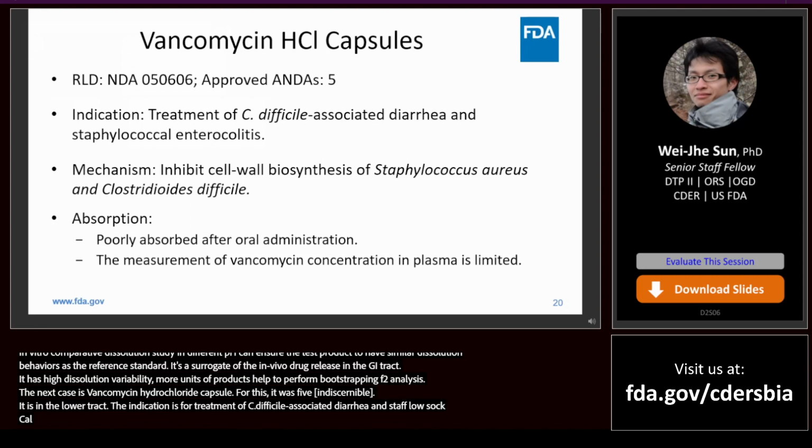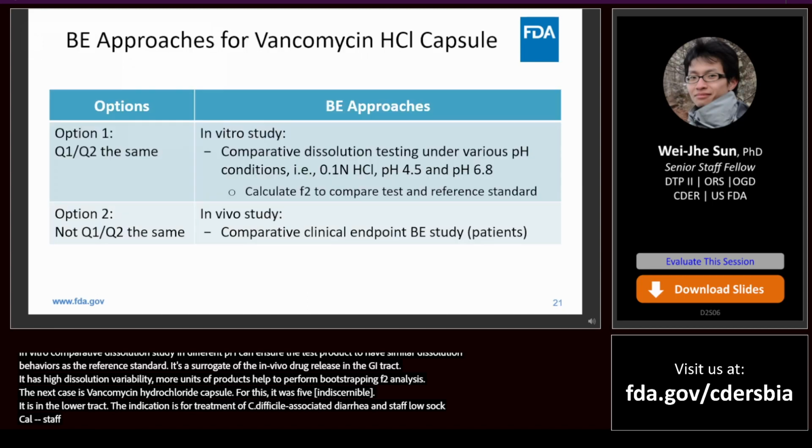For the drug absorption, vancomycin is poorly absorbed, so the vancomycin concentration measurement is very limited in plasma after oral administration. For BE establishment, there are two options for vancomycin hydrochloride capsule.